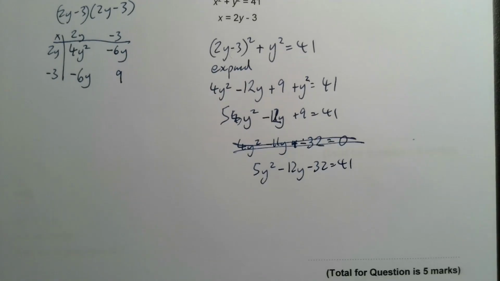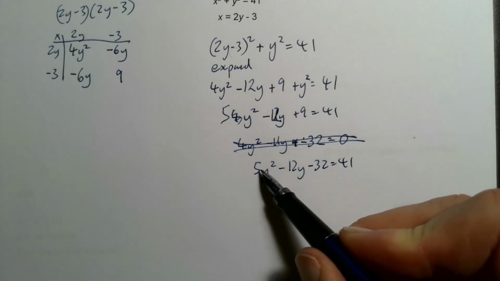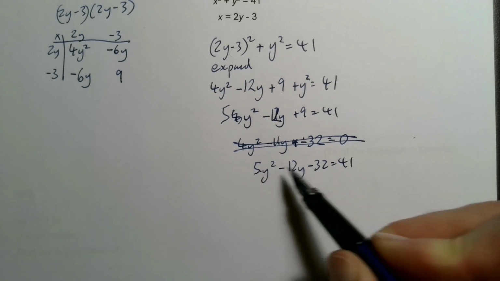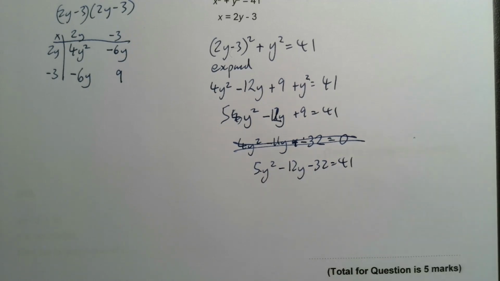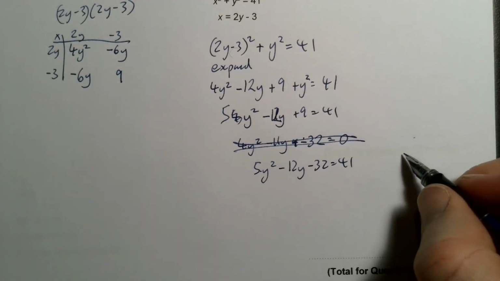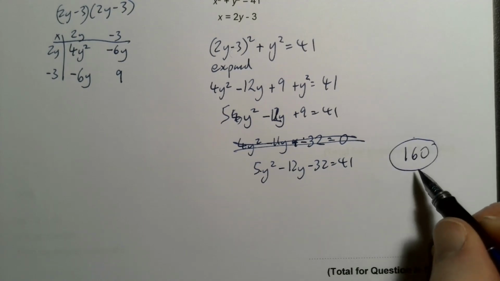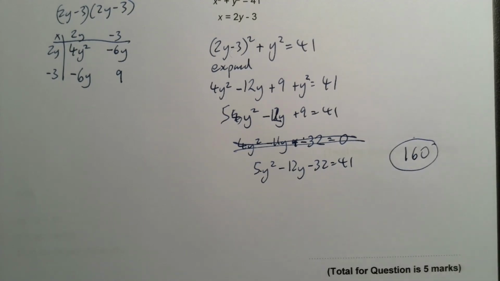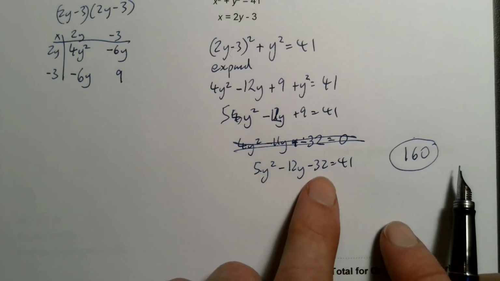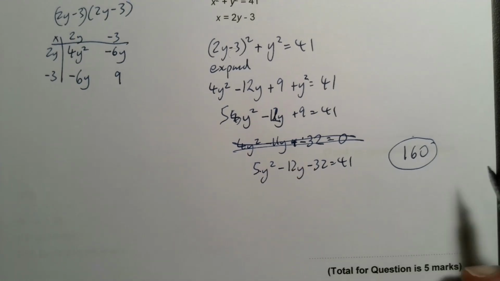Now that's quite a tricky quadratic to factorize. It's worth going with because there's 5 marks for this question. So what we do is we multiply the coefficient of y squared and the number at the end. 5 times negative 32. You can use your calculator to do this. Gives you 160 or negative 160. But I'm just going to think about the number 160 and say, right, if I'm multiplying two numbers together to get a negative, and I'm adding to get a negative, that means the difference between those two numbers is going to be 12, and they're going to be multiplying to make 160.